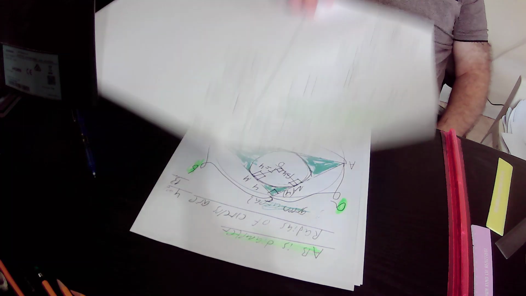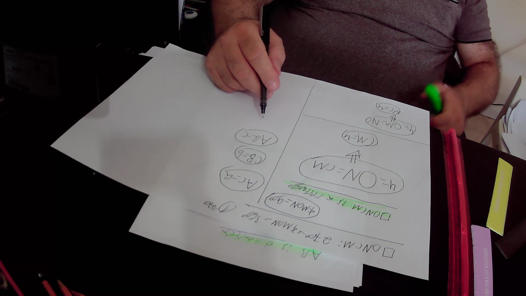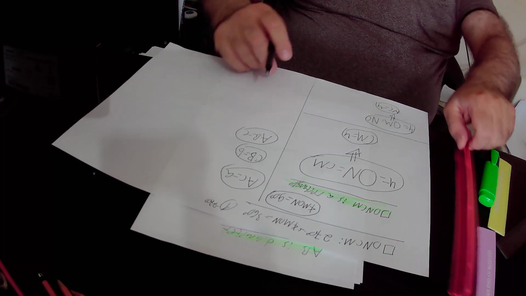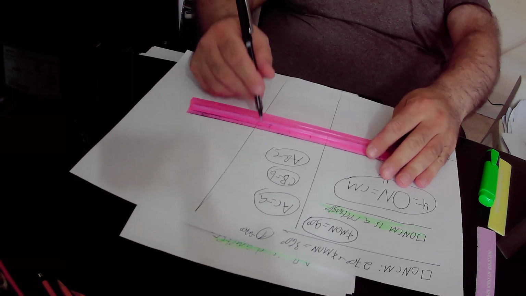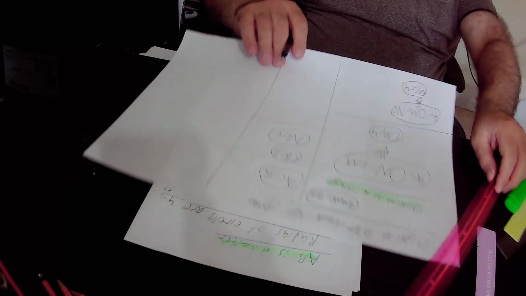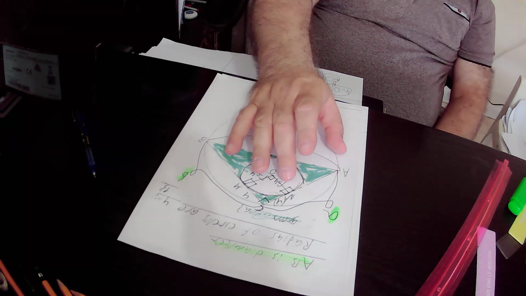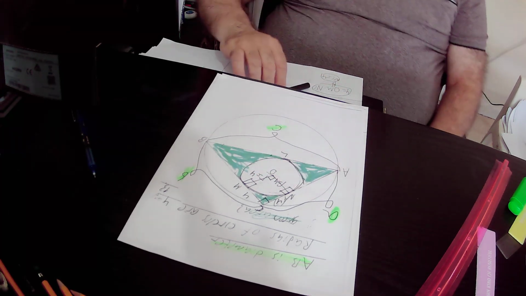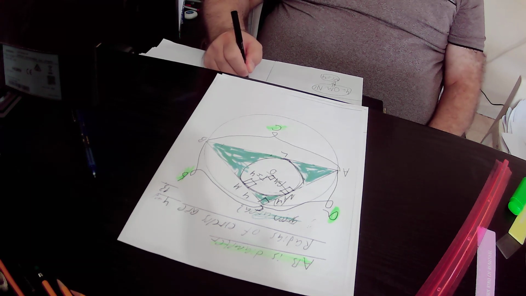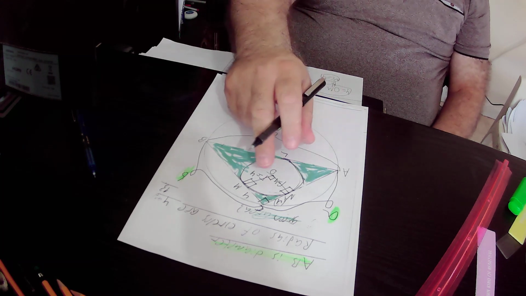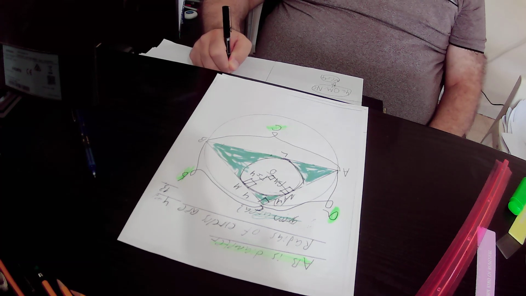I repeat again: AC equals A, CB equals B, and AB equals C, according to our definition. So, what is the length of line segment AM? From the drawing, it is very easy to see that AM equals AC minus MC.